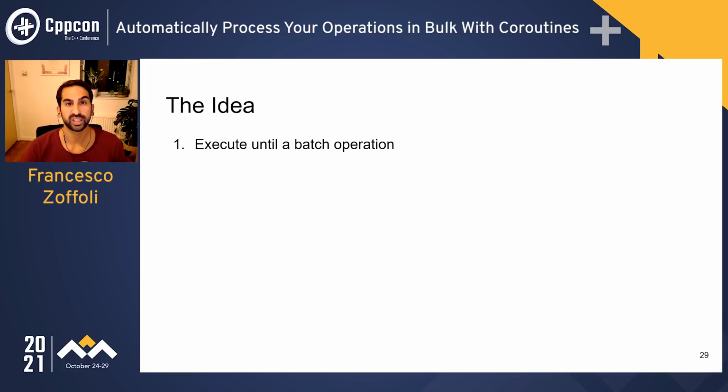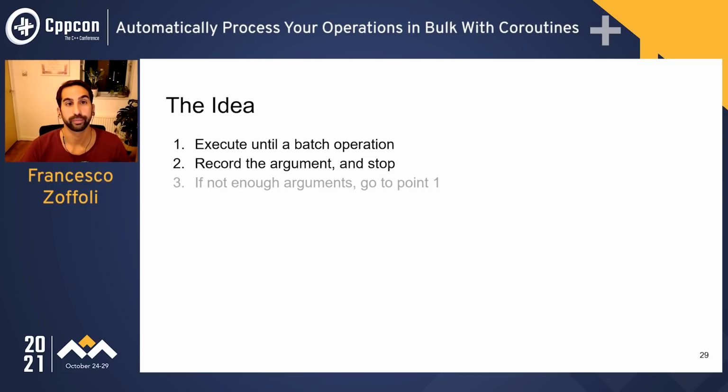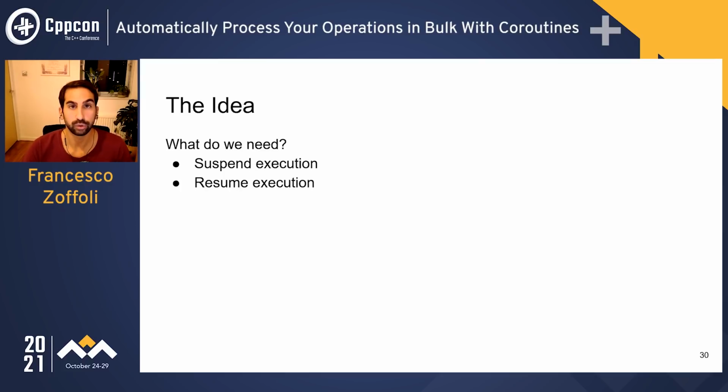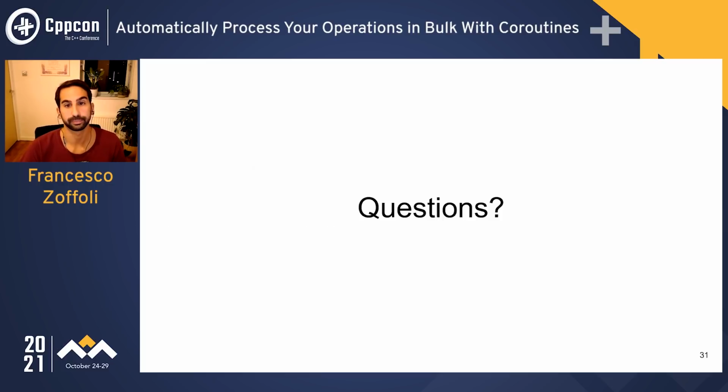So the idea is to execute until a batch operation is reached. We are going to record the argument and stop the execution. If there are not enough arguments, we are going to continue executing functions to gather them. Otherwise, we are going to execute the batch operation and we are going to resume the stopped operations with the results that we gathered. What do we need to implement this? Well, we need to be able to suspend the execution and to resume the execution. And coroutines allow us exactly to do that.